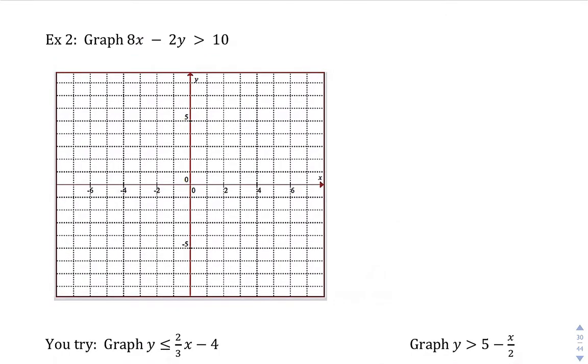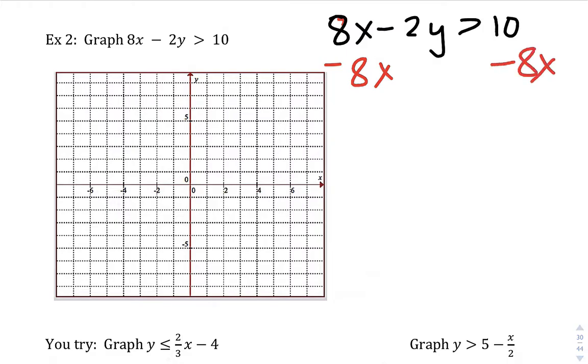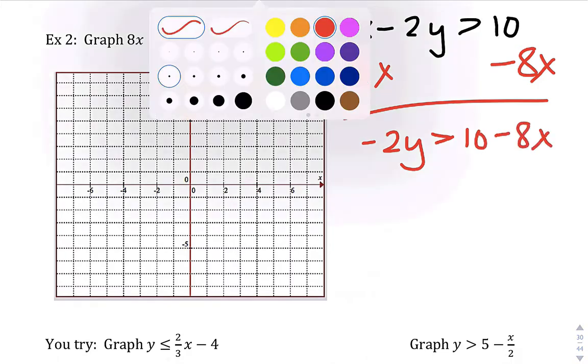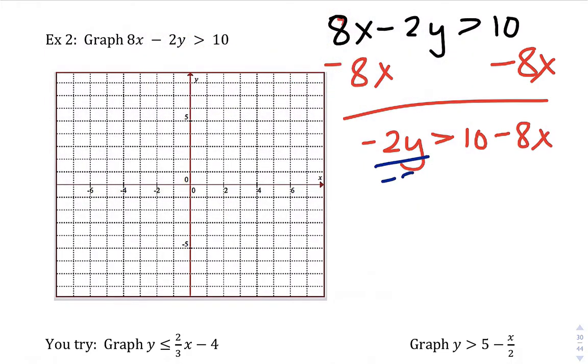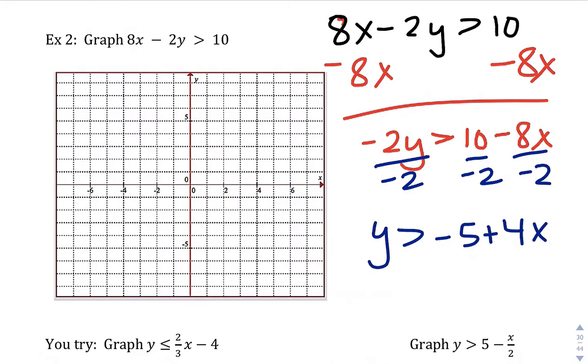First step, get y by itself. Okay, so we have to do a little algebra here. So we have 8x minus 2y is greater than 10. Let's subtract 8x from each side first. We get -2y is greater than 10 minus 8x. We'll divide each side by -2. We get y is greater than -5 plus 4x because a negative divided by negative is positive.